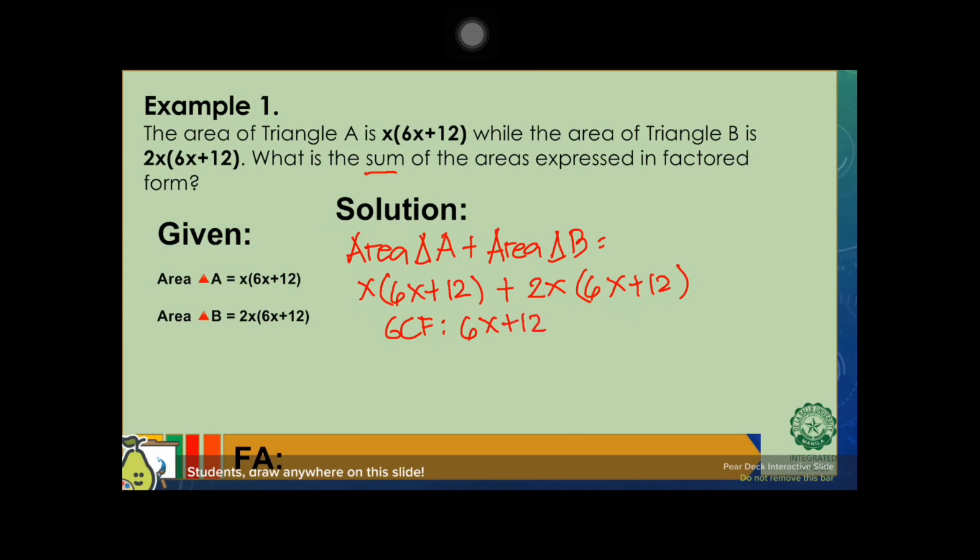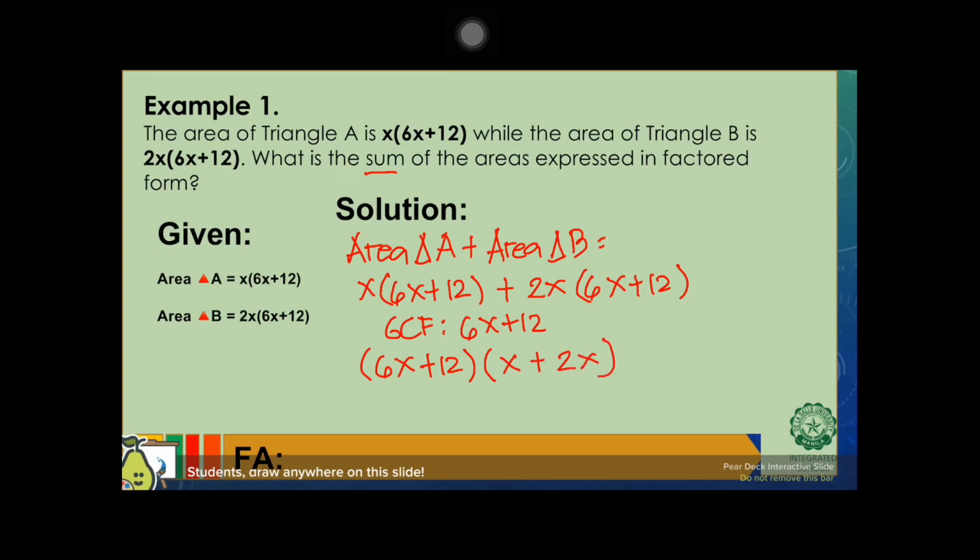That is our GCF. After determining the GCF, we will be factoring out that GCF, and we will be dividing each term by the GCF. So we factor the GCF, so that will become 6x plus 12. That is our GCF being factored out, multiplied by the first term divided by the GCF, so we end up having x. The second term being divided by the GCF will give us 2x.